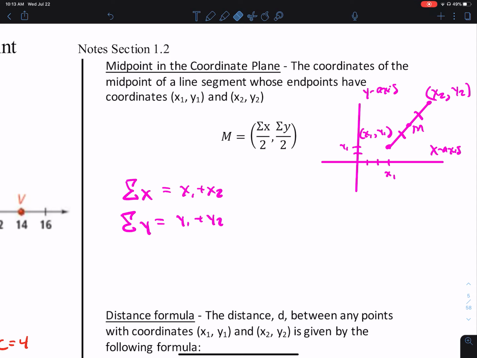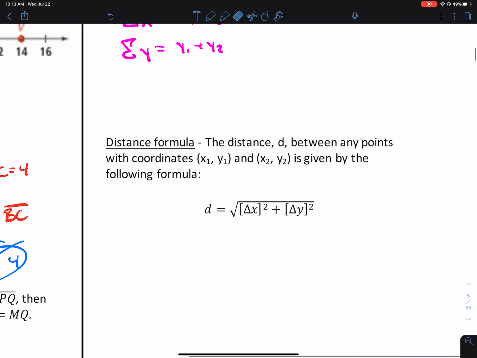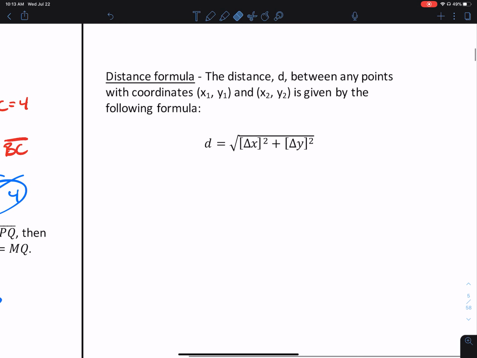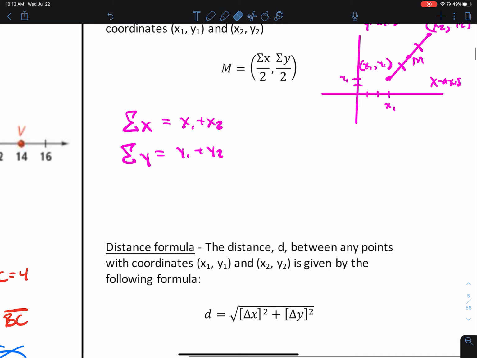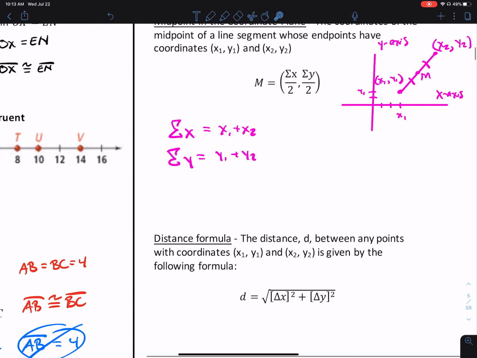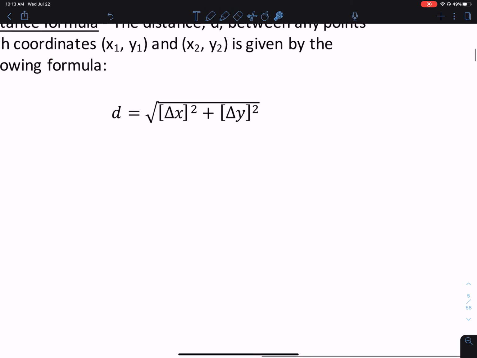Next, we have the distance formula, and then we'll do some examples. The distance between any 2 points with coordinates x sub 1, y sub 1, and x sub 2, y sub 2 is given by the following formula. So the same picture that you see here, if we want to know the distance from this point to this point, how long is that? We could use this formula.